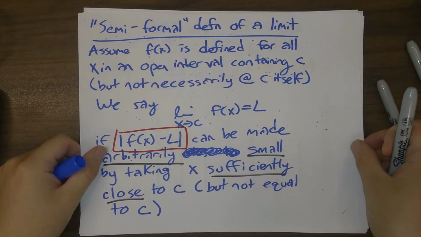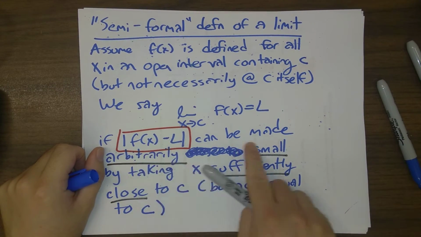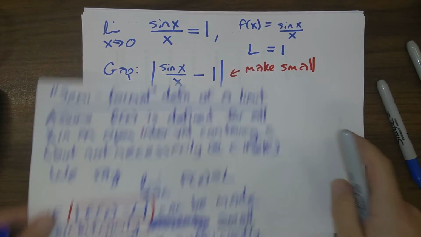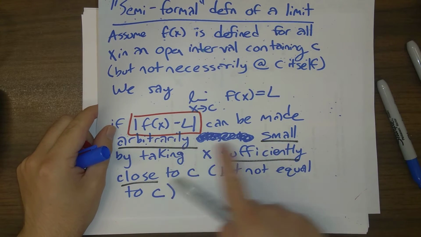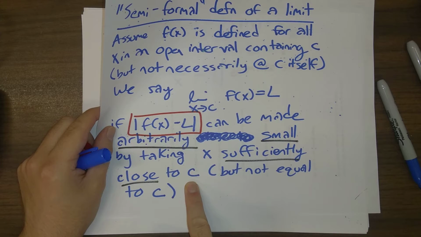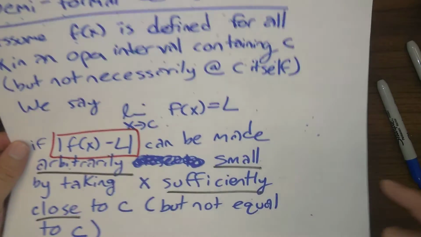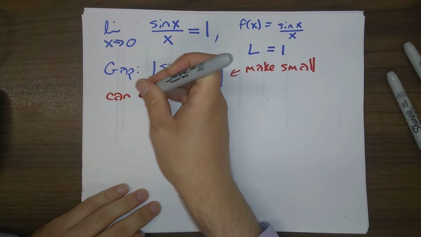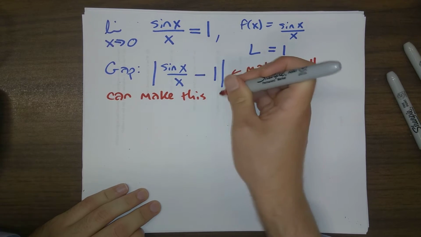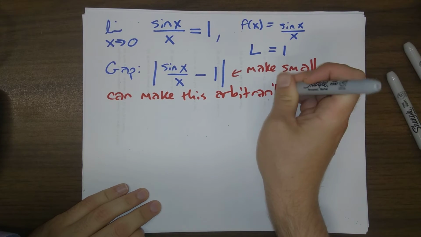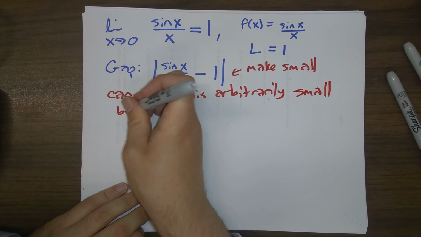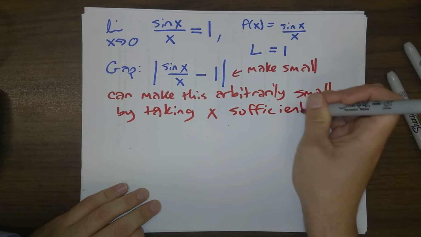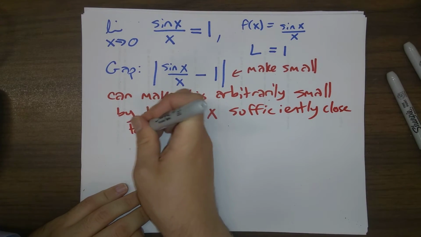So reading off the definition, the gap, the absolute value of sine x over x minus 1, can be made arbitrarily small by taking x sufficiently close to 0. In this case, our limit is being taken close to 0. So we can make this arbitrarily small by taking x sufficiently close to 0.